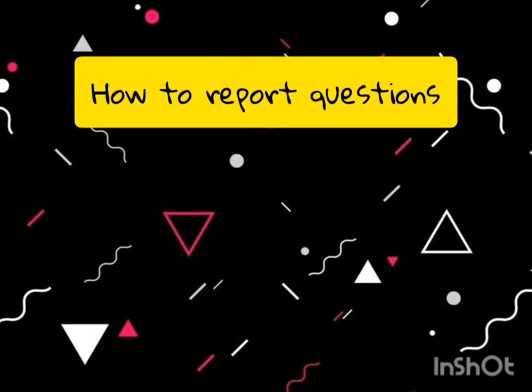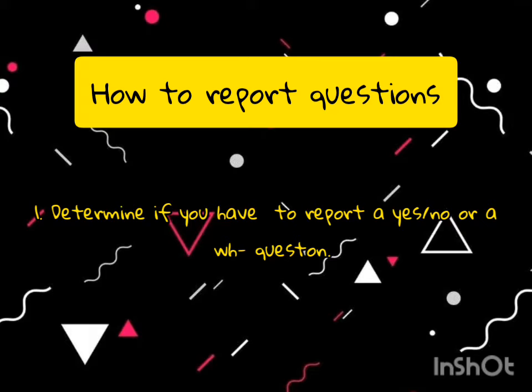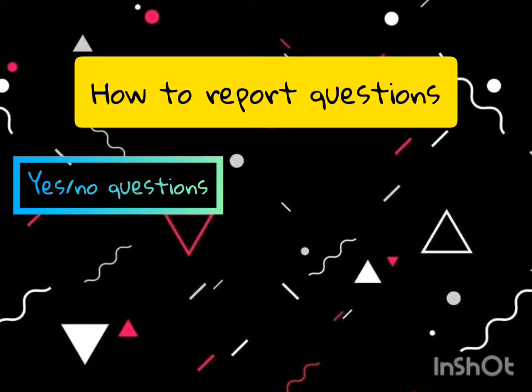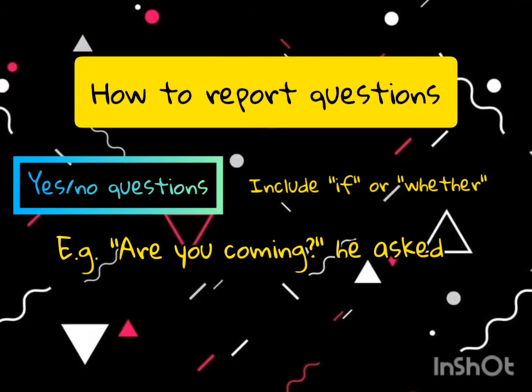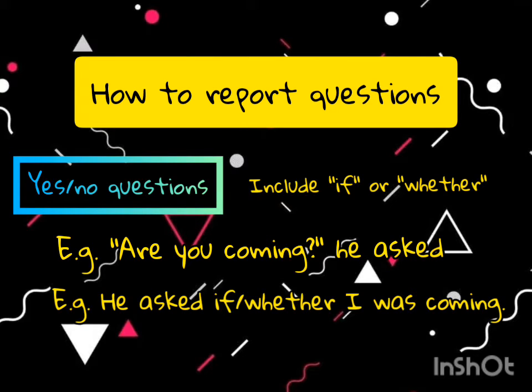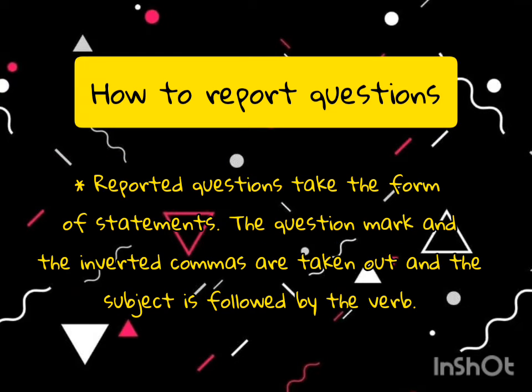Questions. In order to report a question, first we need to take into account whether it is a yes-no question or a WH question. In case you have a yes-no question, the words if or whether must be included. For example, "Are you coming?" he asked. He asked whether I was coming. As you have just seen, the question mark and the inverted commas have disappeared, and the auxiliary verb and the main verb are now together. Reported questions take the form of a statement.